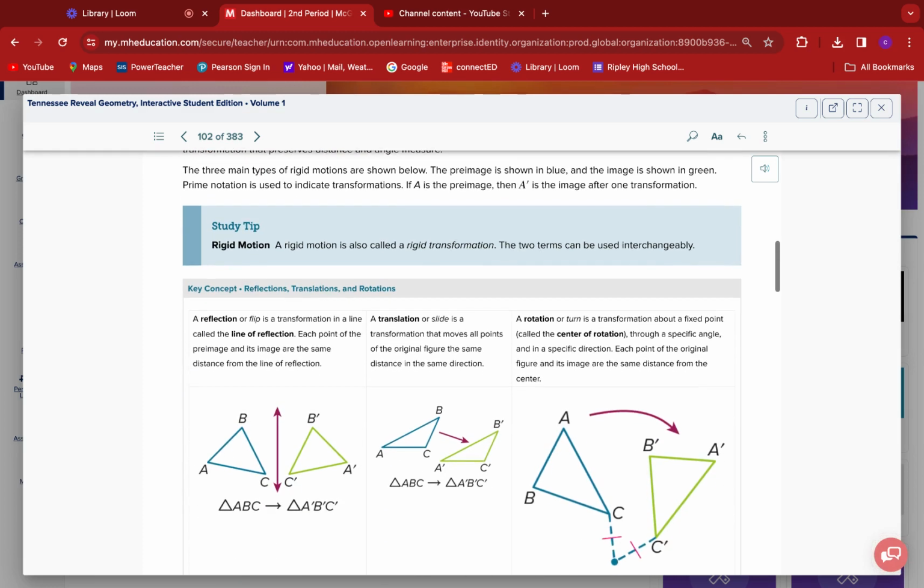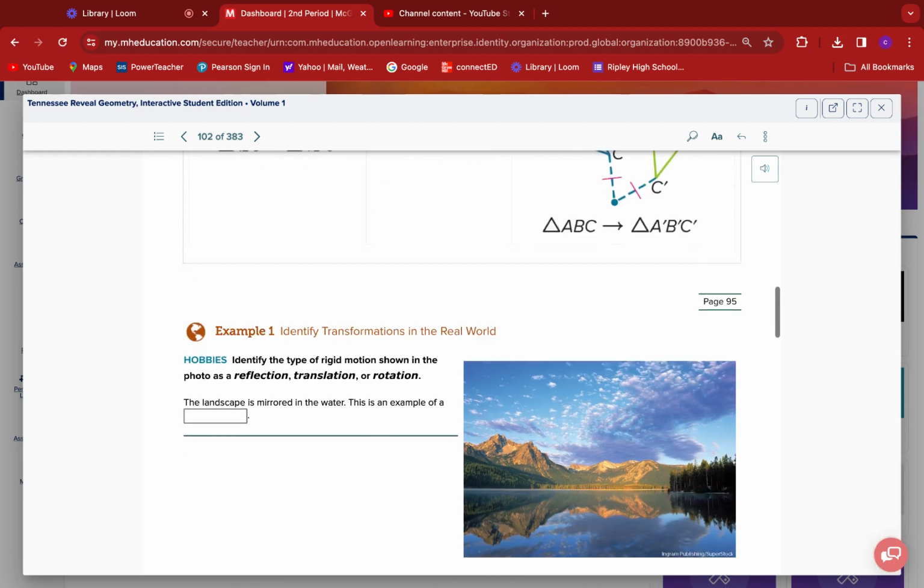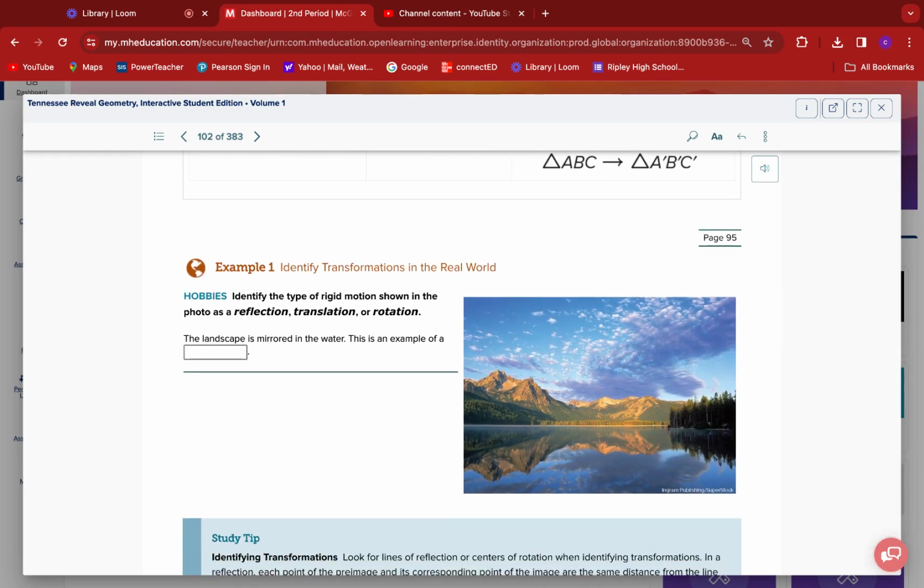Okay. I've already gone over that. All right, let's do it. Example number 1. Okay, you guys, that was all page 95. I'm going to turn the page to page 96. Example number 1. It says identify the type of rigid motion shown in the photo as a reflection, translation, or a rotation. Well, as you can see, it's a reflection because you got water here. And this is the same figure, just kind of flipped upside down. So this is reflection.